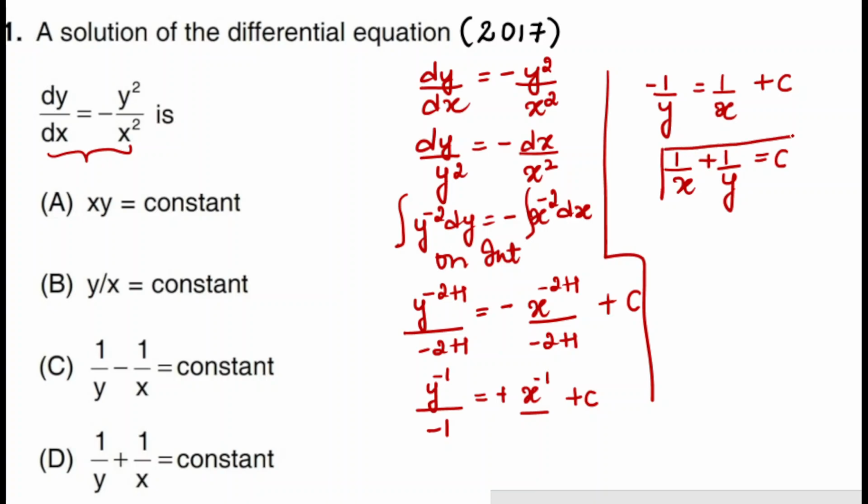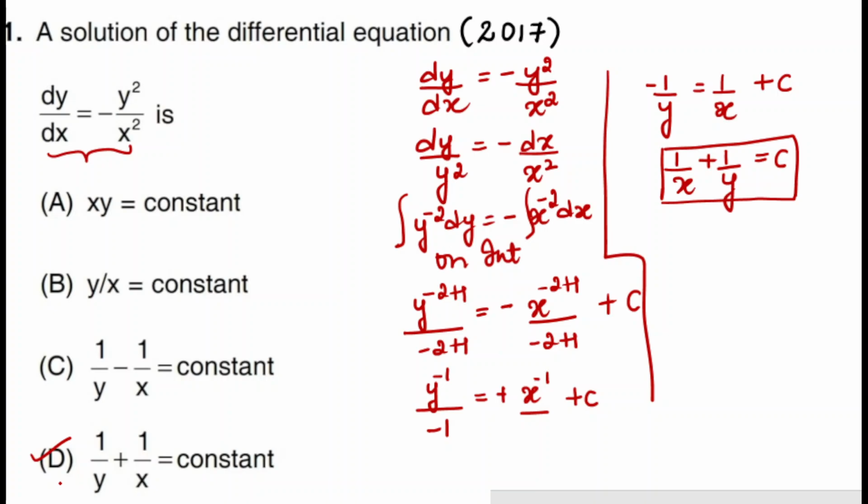Okay, now the solution is 1 divided by x plus 1 divided by y, which is equal to a constant. The solution is option D, the right option. Yes. Now let us move on to the next question.